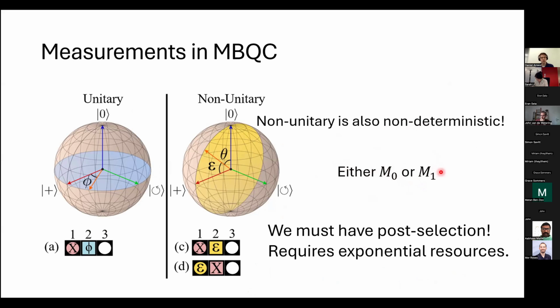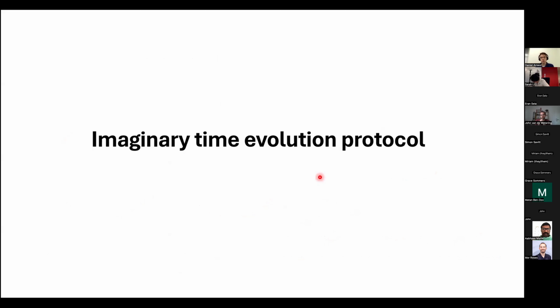How do I fix it? Can I fix it actually? So we may use post-selection, right? We may say, okay, only if we measured zero, then we are doing the correct computation. But this requires exponential resources because as you have more and more non-unitary gates, you may need to post-select on more and more qubits, and this actually goes exponentially. So how you actually do it, and this is something that we will see at later slides.